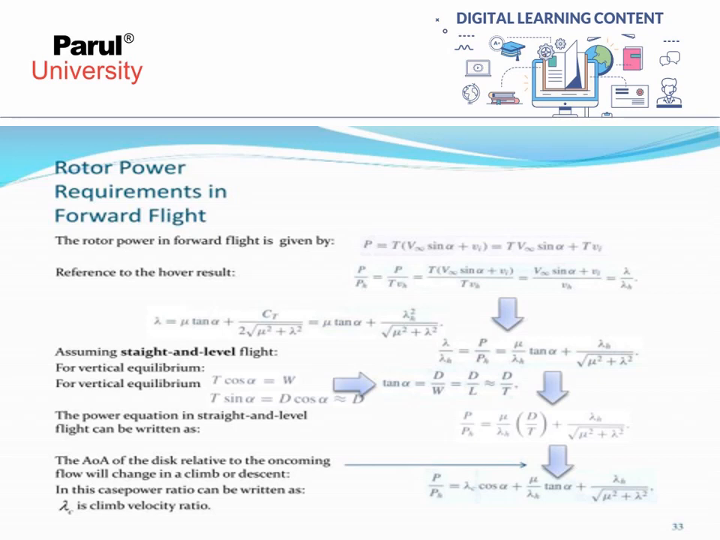Now the angle of attack of the disc relative to the oncoming flow will change in a climb or descent. In this case, the power ratio can be written with lambda c as the climb velocity ratio: P by P hover is equal to lambda c cos alpha plus mu by lambda h tan alpha plus lambda c divided by square root of mu square plus lambda square.